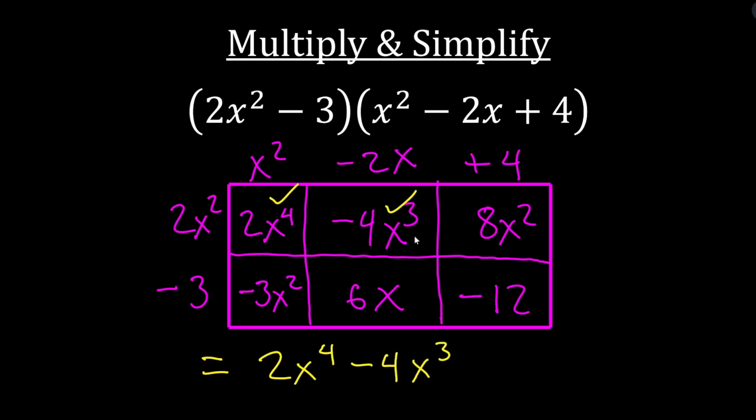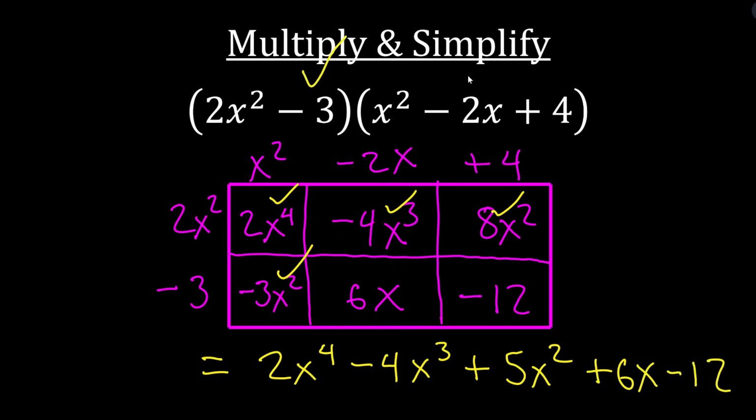Boom. All right, what about squareds? Oh, we got two of those. 8x squared minus 3x squared, and that gives us plus 5x squared, right? 8 minus 3. Boom. So we got those. Took care of those like terms. And then we have 6x and minus 12. So plus 6x and minus 12. Boom. We multiplied. We simplified.